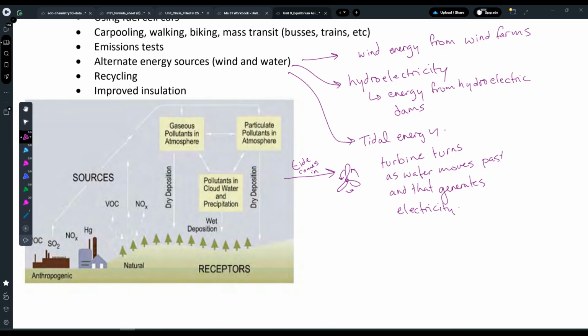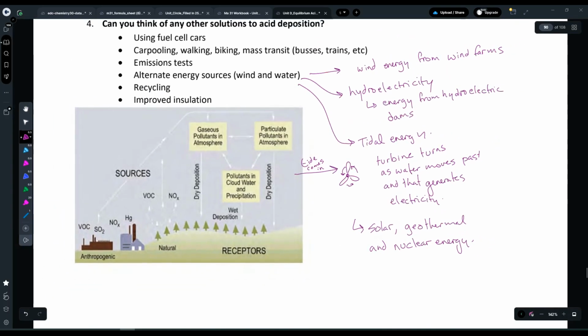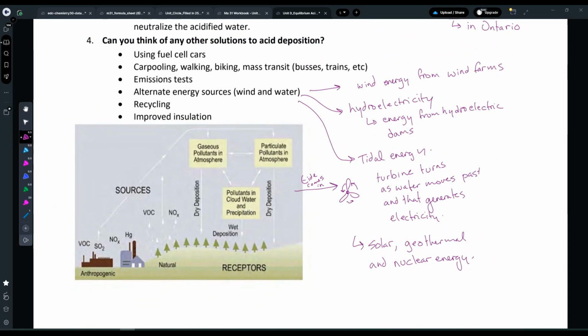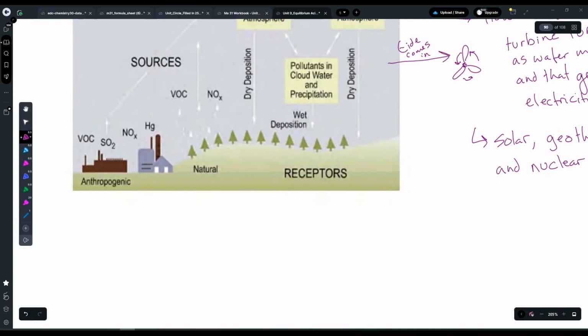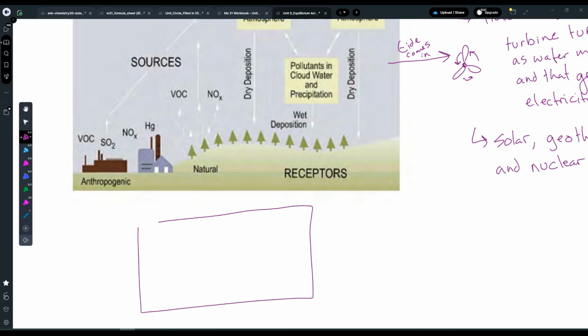Okay, another alternative energy source could be something like solar energy, geothermal energy, and also nuclear energy. So recycling can also decrease the amount of emissions that we're pumping into the atmosphere, as well as improved insulation. So with improved insulation, that could be something like your window panes. Some really old window panes might be made up of only one pane of glass. However, more modern ones are made up of either 2 or 3 panes of glass.